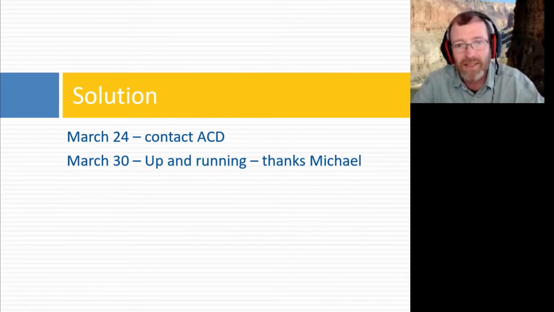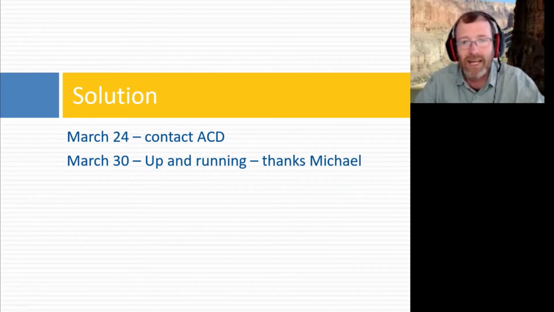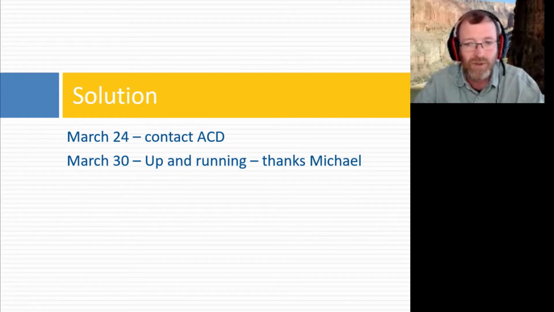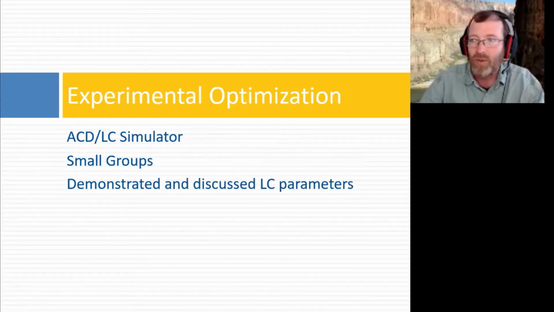But I remembered that I had used ChemSketch years before, and that I had noticed that ACDLabs had an LC simulator component. And so on March 24th, I contacted ACDLabs, and by March 30th, thanks to Michael, I was up and running with a license that I could use for my class to use the LC simulator. What I'm going to talk about today is what I used in the simulator to teach my students experimental optimization, and how that all worked out.